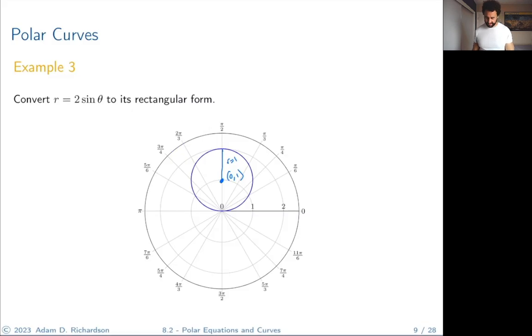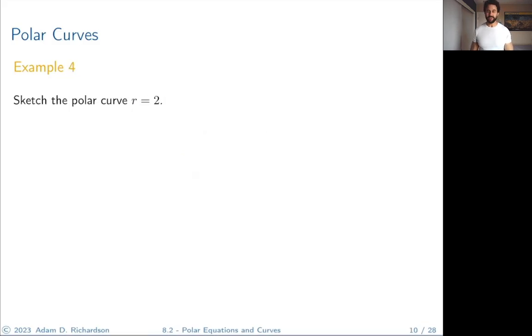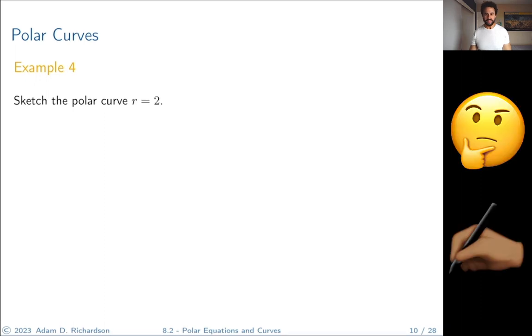Okay, let's do another example. How about this one? See if you can now sketch the polar curve, now that we've seen some examples of polar curves. See if you can sketch what this one would be like. Let me do this right here. Think about it and then try to write something down. What object is described by the equation r equals 2?